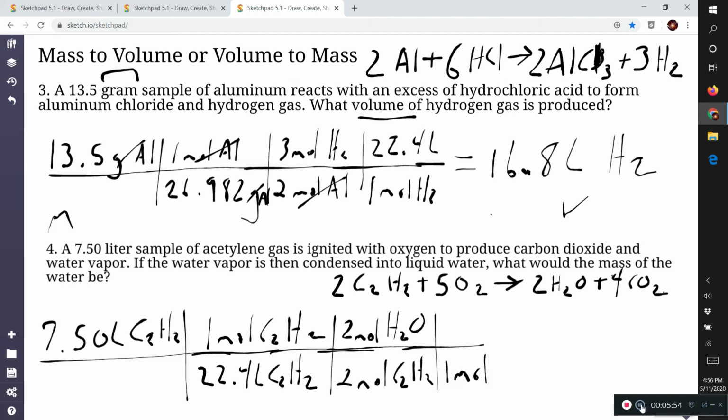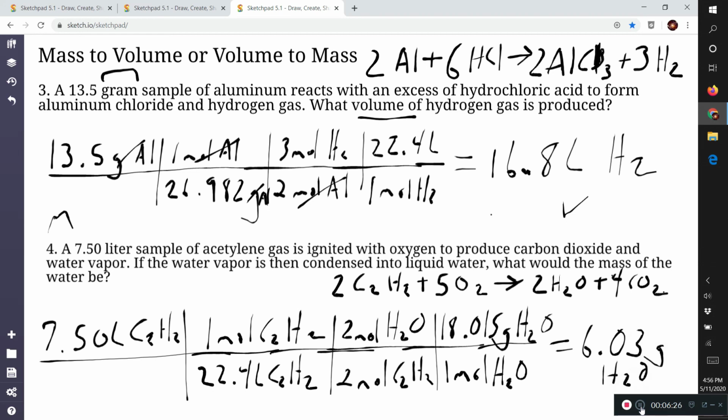So we have to do a molar mass, which means on your periodic table, you're going to add up 1 oxygen with 2 hydrogens, and you would get 18.015 grams of water. So we go ahead and we do that multiplication, and we get 6.0, well, let's see, 3 sig figs here, 6.03 grams of water.